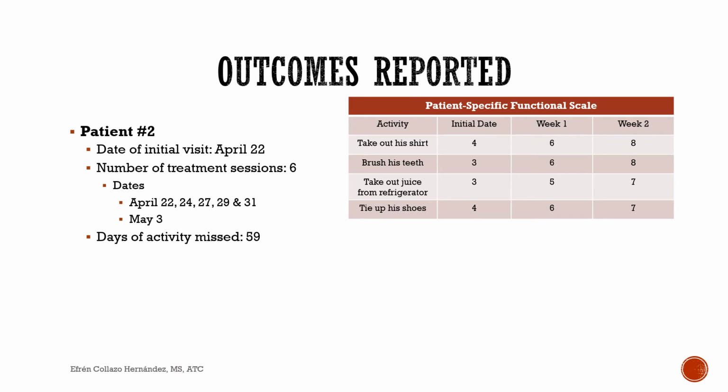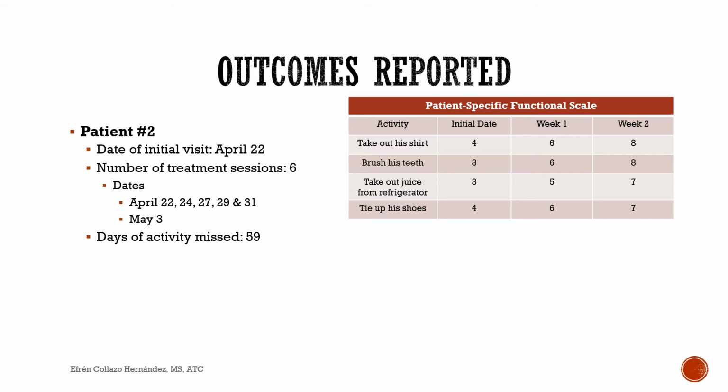For week 1, he reported a 6, and after, in week 2, he reported an 8. Take out use from refrigerator was another interesting one. In the beginning he stated it was a 3, and then on week 1 he reported a 5, and week 2 he reported a 7. And tie up his shoes. Initial day was 4, week 1 was 6, week 2 was 7.